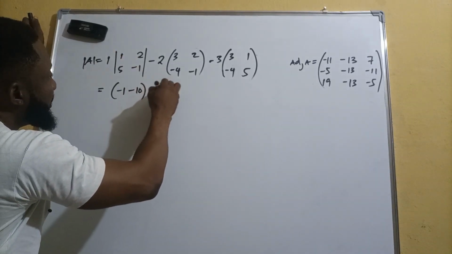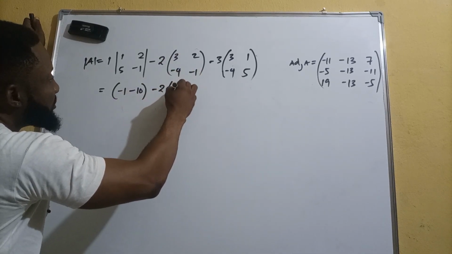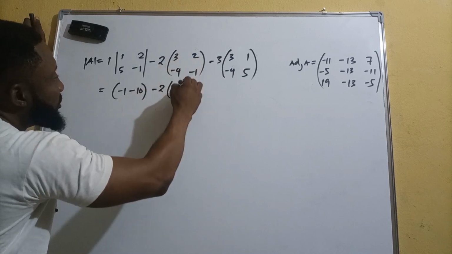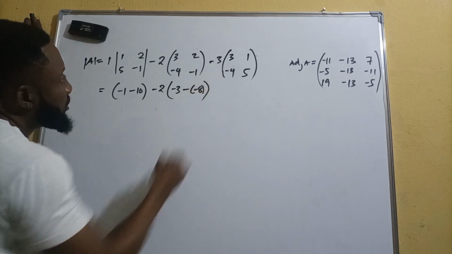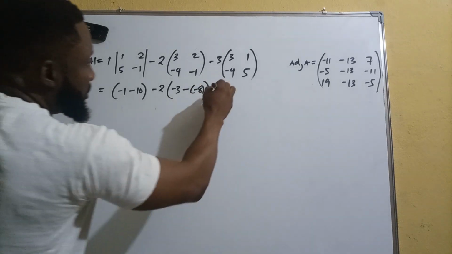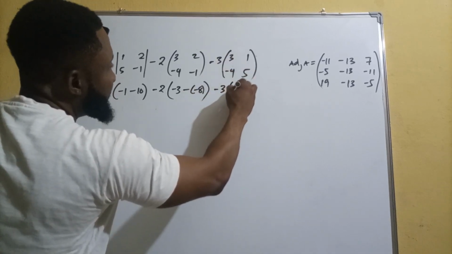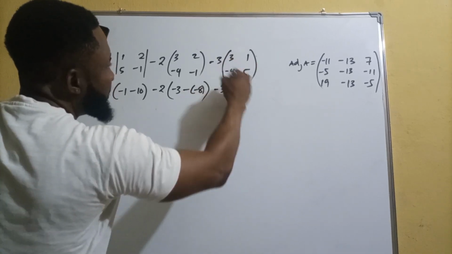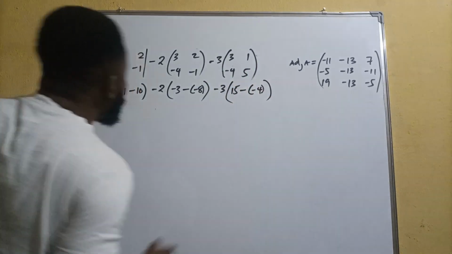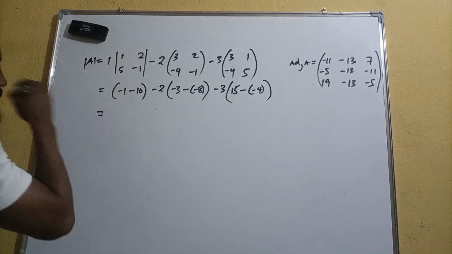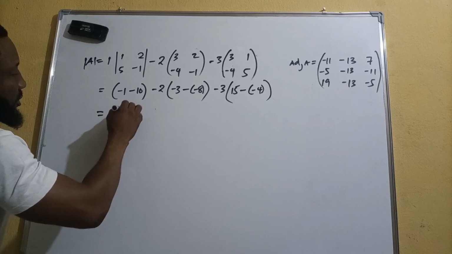We do the same thing here. 3 times minus 1 will give me minus 3. 2 times minus 4 will give me minus 8. Then minus 3 times (3 times 5 is 15, minus 1 times minus 4 is minus 4), so it's going to be minus 4. For that simplification, minus 1 minus 10 will give me minus 11.